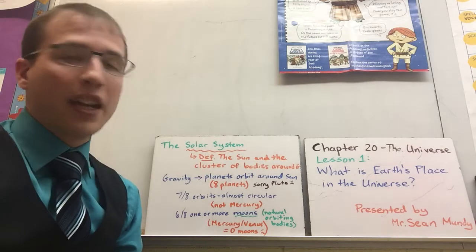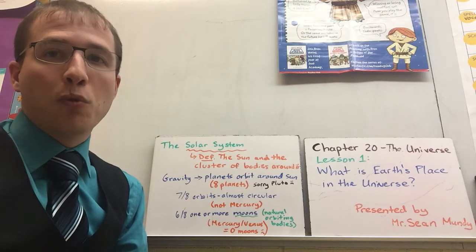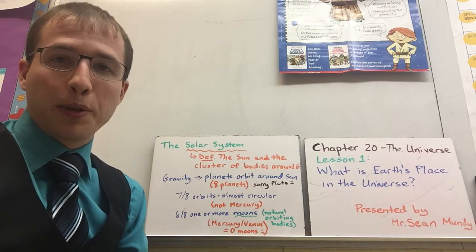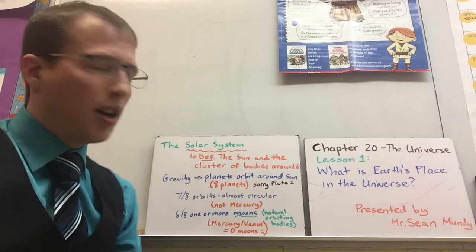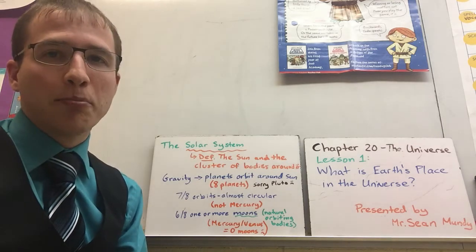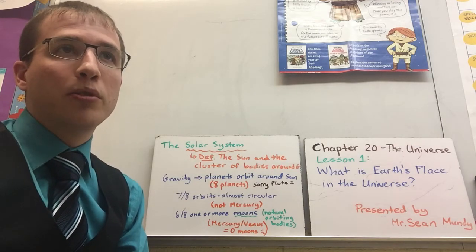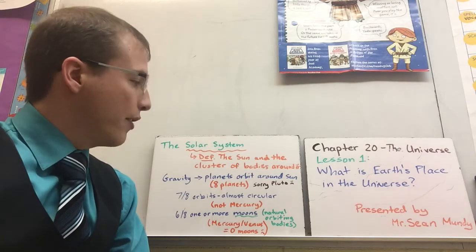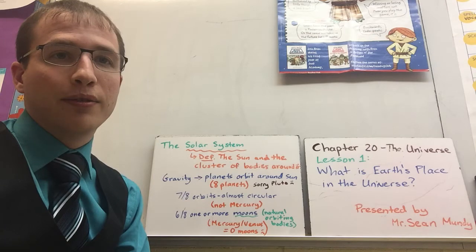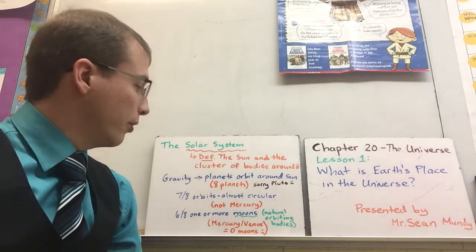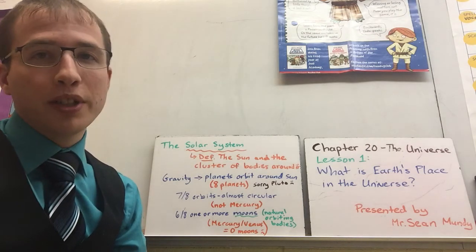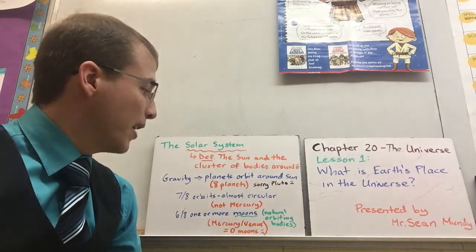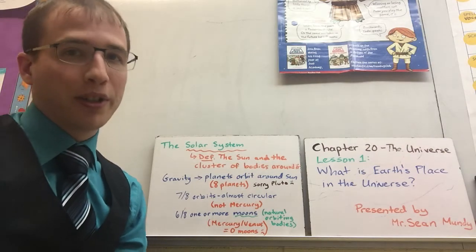And then 6 out of 8 of those planets have 1 or more moons. The Earth is one of those. What is a moon? A moon is a naturally orbiting body. So our moon orbits our Earth, and there are other planets that have more than 1 moon. However, Mercury and Venus do not have any moons.